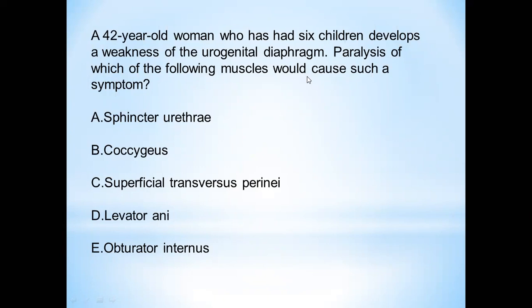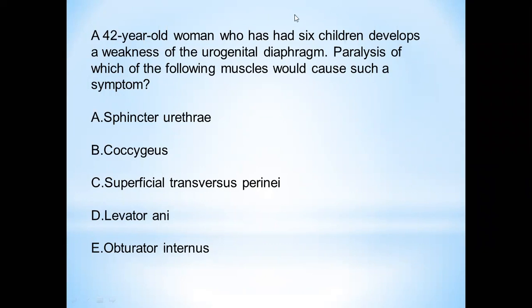Please read. A 42-year-old woman who has had 6 children develops weakness of the urogenital diaphragm. Paralysis of which of the following muscles would cause such a symptom? Sphincter urethrae, coccygeus, superficial transverse perineum, levator ani, obturator internus. Sphincter urethrae, ma'am. Yes. Excellent. It's the sphincter urethrae muscle that is responsible for causing her symptoms.